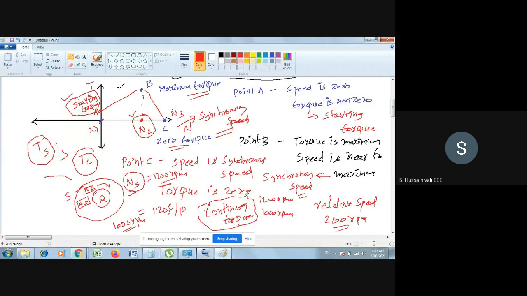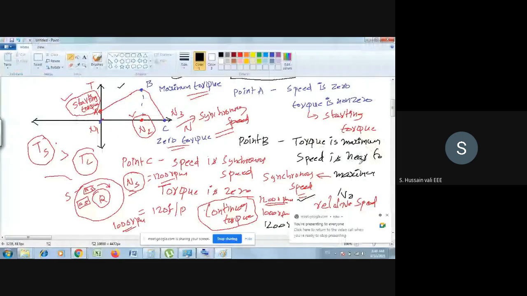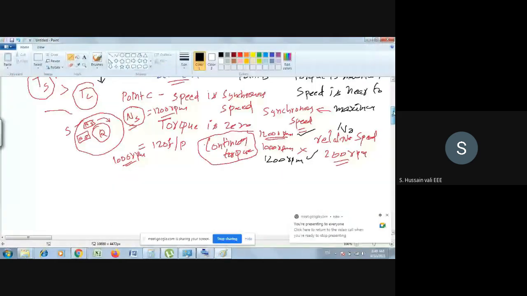Whereas if you think that the rotor is also running at synchronous speed, in the sense that the stator magnetic field, or the rotating magnetic field, has a speed of 1200 rpm, and the rotor speed is also 1200 rpm, then both the speeds are the same. When both the speeds are the same, there won't be any relative speed between both the poles. What does that mean?